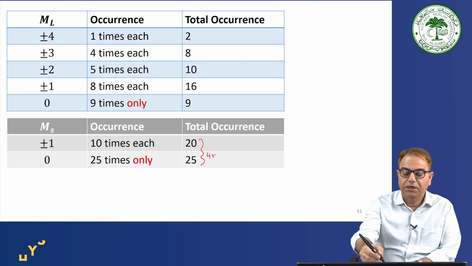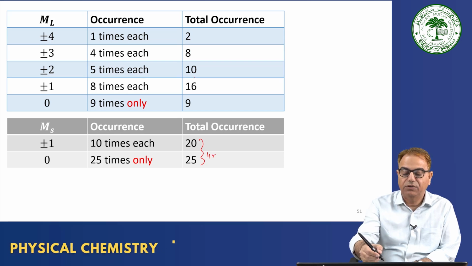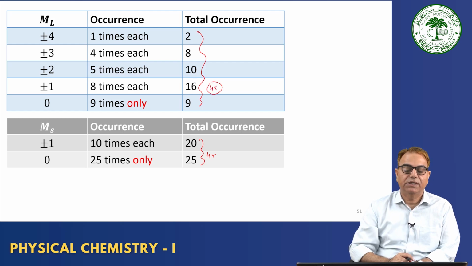And what do you get here? 8 plus 2, 10, 10, 20, and 20 and 36, 36 plus 9. So you sum it up, this also will be 45. So we have counted the 45 microstates in this table.